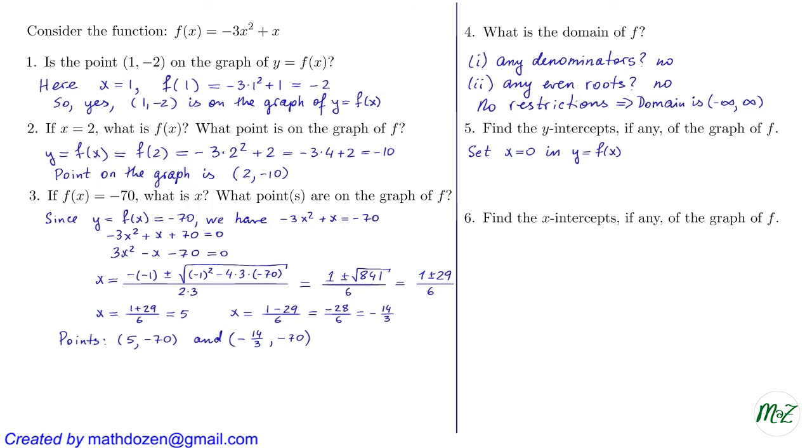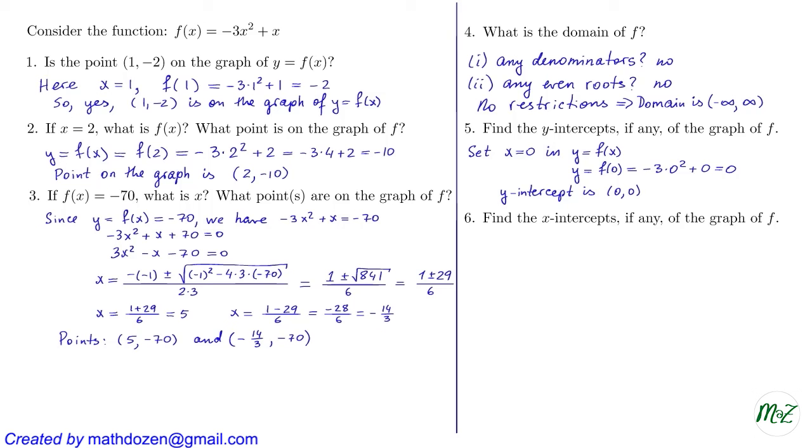If we look for y-intercepts of the graph of the function, we're going to set x equals 0 in this y equals f of x equation. So y equals f of 0 is equal to negative 3 times 0 plus 0. That gives us 0. So the y-intercept has y value 0, and the point on the graph is (0, 0).